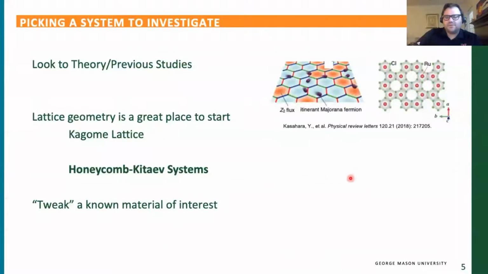Honeycomb Kitaev systems are interesting because these materials are candidates to exhibit quantum spin liquid states. The magnetic interactions between the neighboring ions here, shown in red, green, and blue, are all different. And the frustration of these moments in this geometry is predicted to exhibit this quantum spin liquid behavior, a novel phase that has recently been of great interest in the field.